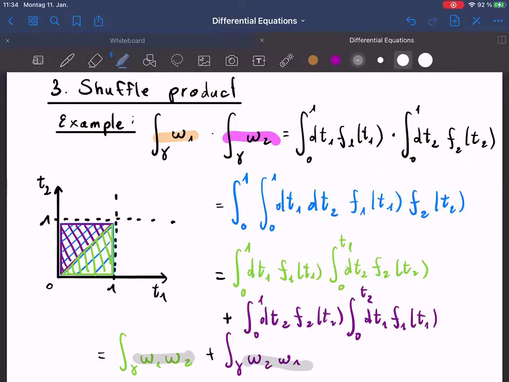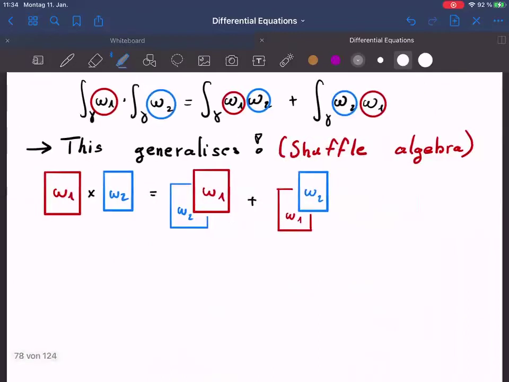So there's some algebra structure going on. Iterated integrals over the same path are closed under multiplication. And the formula is actually very easy. Here is the summary of the previous slide. The integral of omega 1 times the integral of omega 2 is the integral of omega 1, omega 2 plus the integral of omega 2, omega 1.